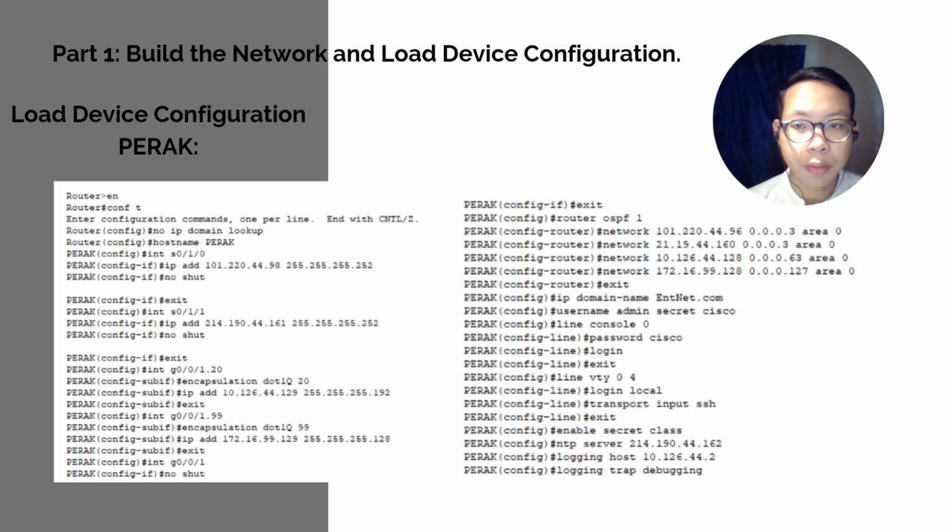For load device configuration in Perak, you can see here we do a configuration. First, we change the hostname to Perak. Then second, we enter any interface that we have created on the address table and we insert the IP address. Then third, we create router OSPF1. Then we create a basic configuration for security, which is we create a username and also a password. Then we configure an NTP server.